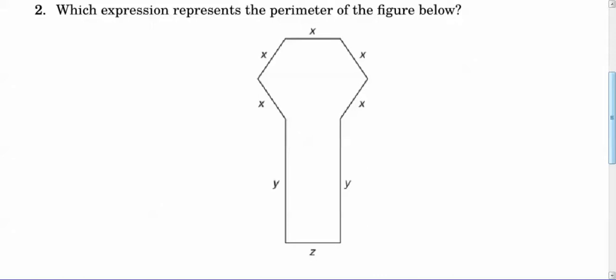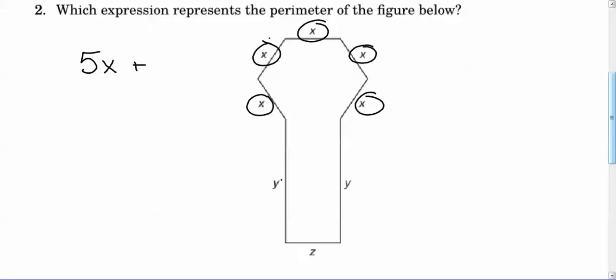So what this question is really testing is your ability to combine like terms, because you can combine all these x's. So we have 5 copies of x. So you would write 5x. Plus, we have 2 copies of y. Maybe I should do that in a different color. All right, 2 copies of y, so 2y. Plus we have a z. And these 3 terms cannot be combined because they are not the same. They are not considered like terms.